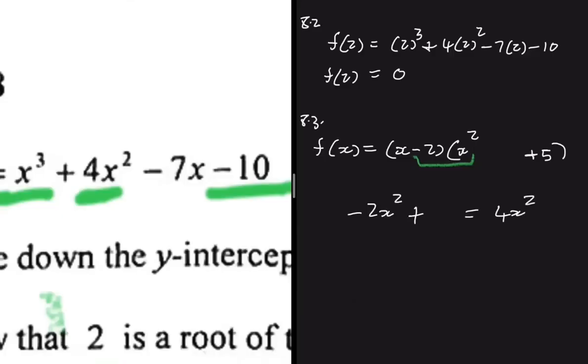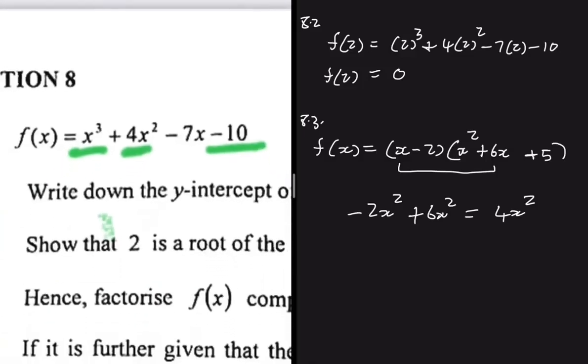What do we need to add there? It's easy to see that you need to add 6x squared, so that you can get 4x squared. So here we're gonna have plus 6x, not plus 6x squared, plus 6x. We're gonna get 6x squared from multiplying x and 6x. So this is how you can factorize a cubic function.